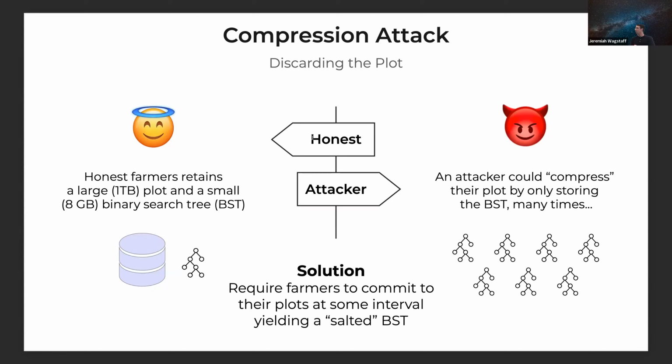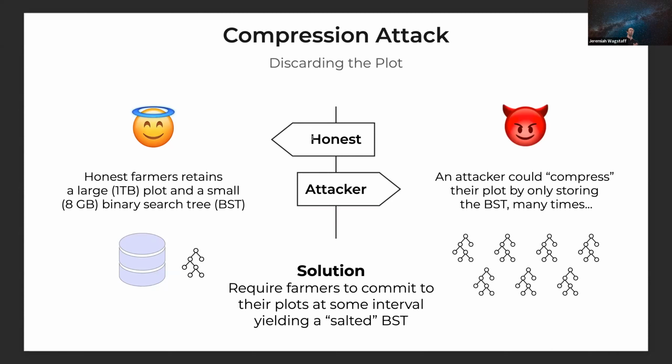What we do is we make it so that these BSTs are periodically committed to. So you have to salt the BST. Whenever you create the tag, you salt it with some on-chain randomness, based on some epoch within the blockchain. And so once every 2 weeks, you have to read your disk, recommit to your BST, and then you can move on and solve from there.